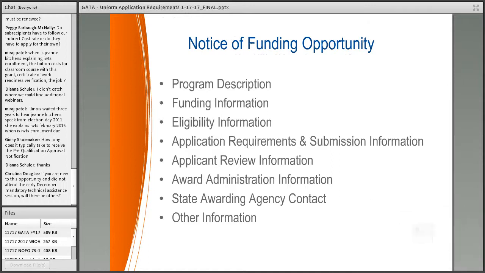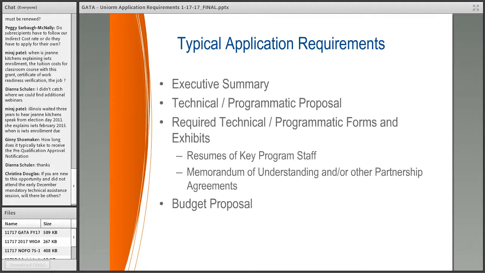So for this application, we require the executive summary, the technical proposal, the required technical and programmatic forms and exhibits, which typically will include the resumes of key program staff. In the youth, there are some additional technical attachments that are included. Memorandum of understanding or other partnership agreements.